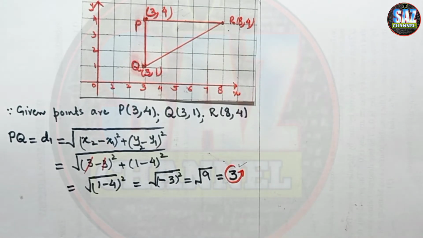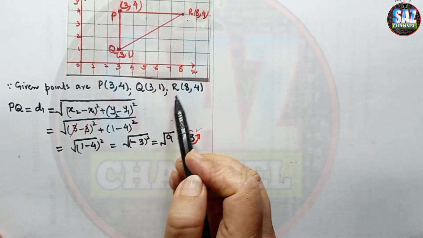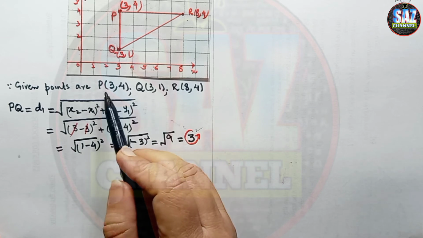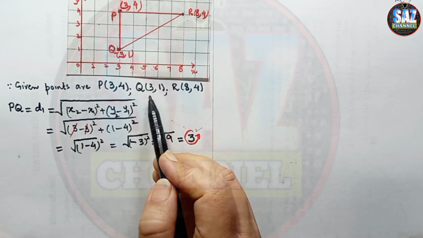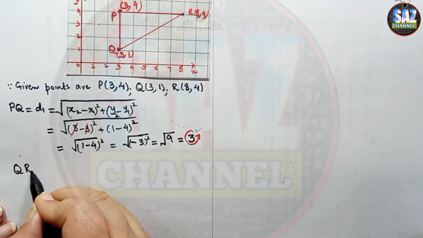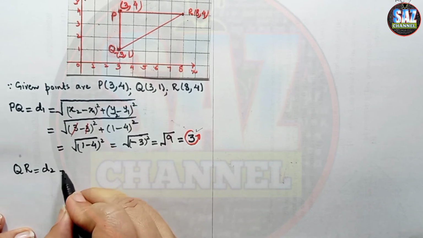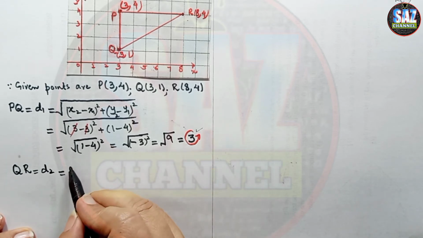And now what we have to do, always try to go in a cyclical order. We moved from P to Q, then go from Q to R, and let it be D2. And for D2, again the formula will remain the same.